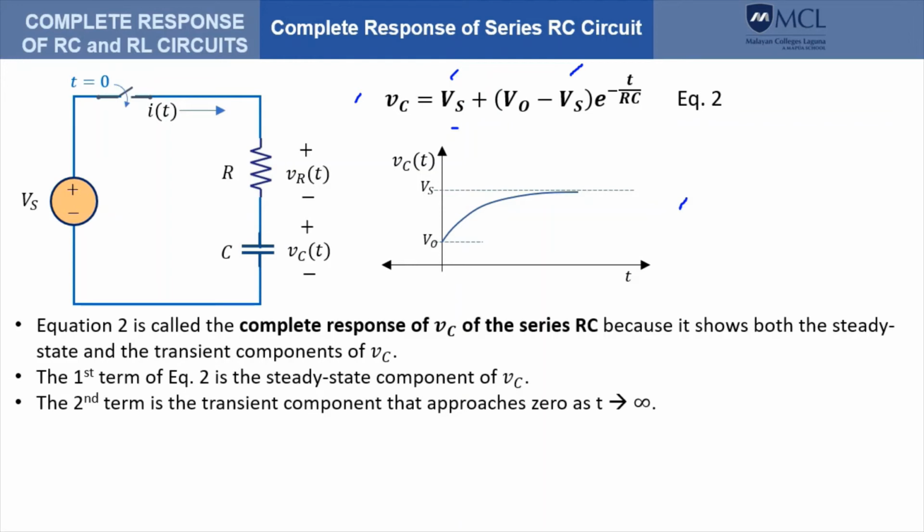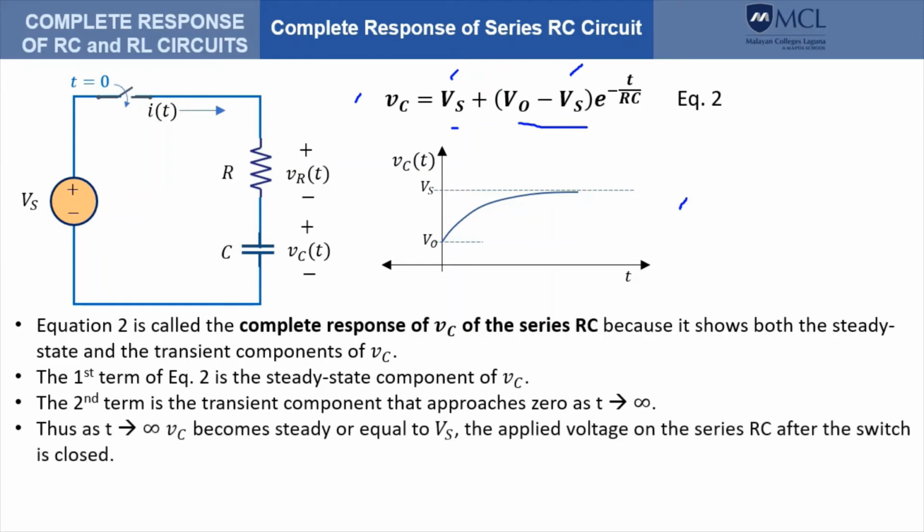As you can see, this term will approach 0 as t approaches infinity. So this term actually vanishes over time. As t approaches infinity, v sub c becomes steady state, meaning it becomes v sub s, which is the applied voltage on the series RC after the switch is closed.